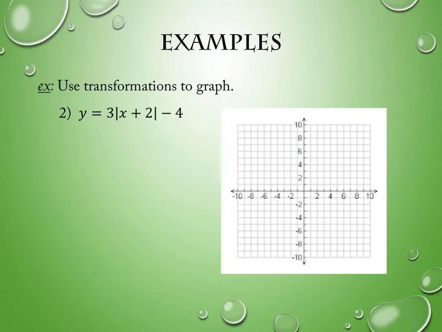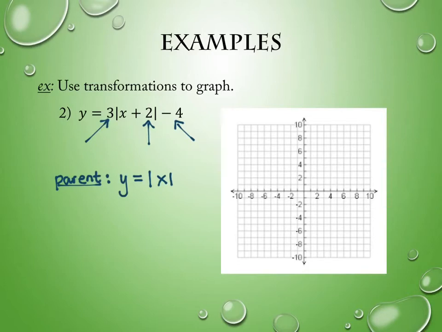Okay, let's try another one. How many transformations do you see to this graph? Three, right? There are 3 numbers that are not normally there. What is my parent graph or my basic graph? Yeah, y equals the absolute value of x, just that part. Okay, there are, like you said though, 3 numbers here. There's a 3 at the beginning, there's a positive 2 in the middle, and there's a negative 4 at the end.